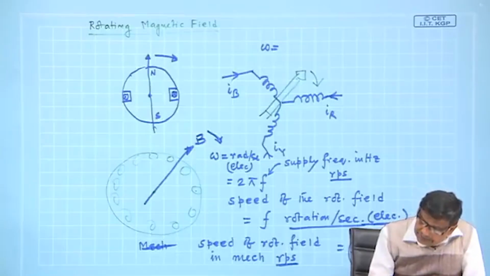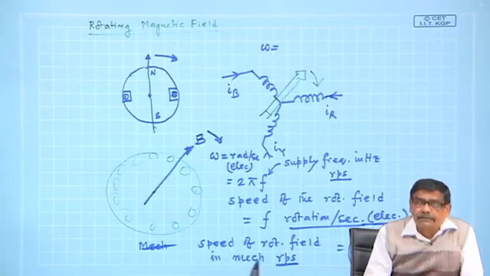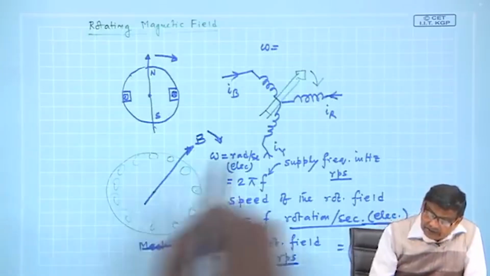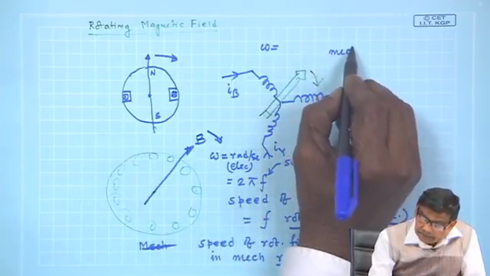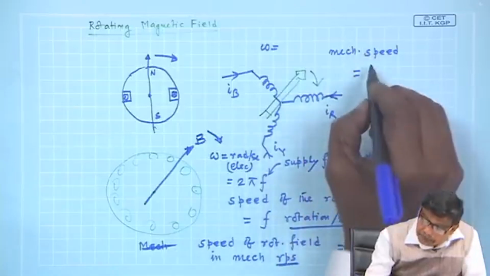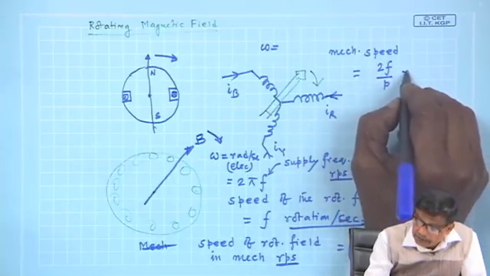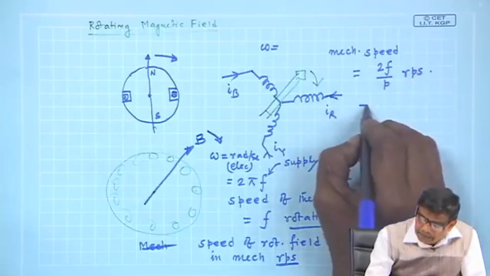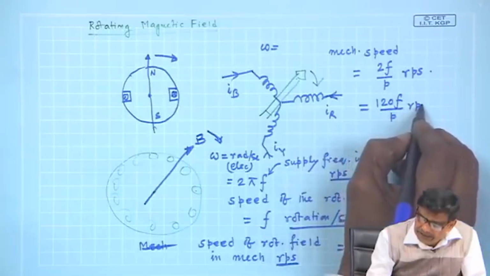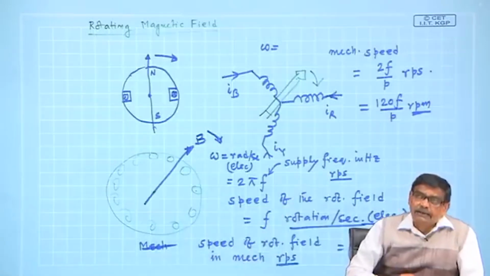And this is generally denoted by the letter ns. The significance of s I am going to tell right now, but the mechanical speed is equal to 2 f by p, where p is the number of poles, in RPS. And some people write it like this, 120 f by p, so much RPM. This is one and the same thing, you must understand. So, this is the mechanical speed.